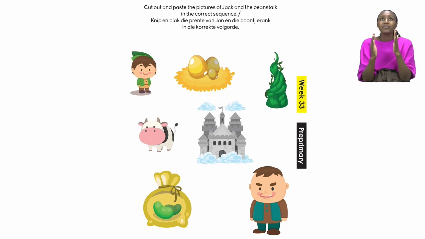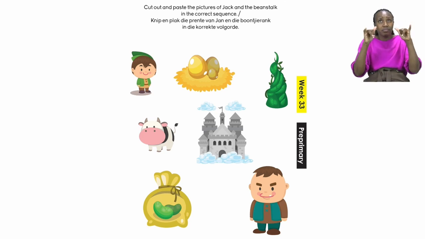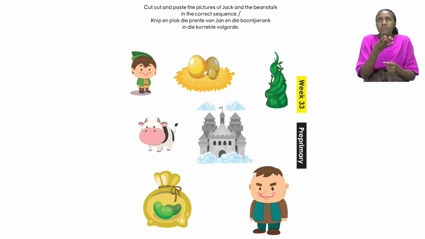It says, Jack and the Beanstalk. Once upon a time, there was a boy called Jack. He lived with his mother. They were very poor. All they had was a cow. One morning, Jack's mother told Jack to take their cow to the market and sell her. On the way, Jack met a man. He gave Jack some magic beans for the cow. Jack took the beans and went back home.